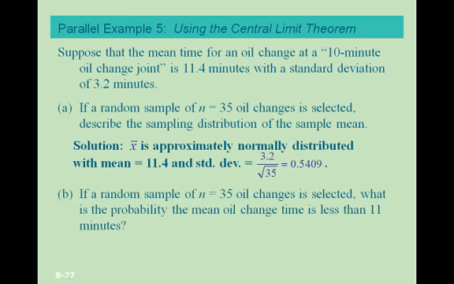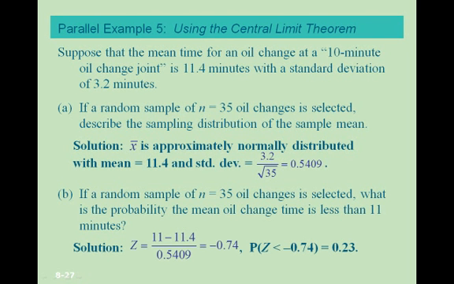If a random sample of n equal 35 oil changes is selected, what is the probability the mean oil change time is less than 11 minutes? So we'll use our mean and standard deviation in our z formula. So we take 11 minus the mean divided by the standard deviation we found above. We get a value of negative 0.74, and since we're looking at less than 11 minutes, we're looking at the area to the left, so we can simply look it up in the table and we'll get 0.23 for our probability.